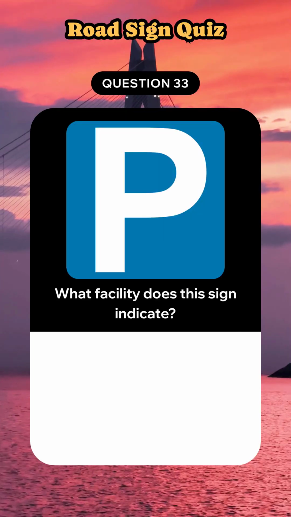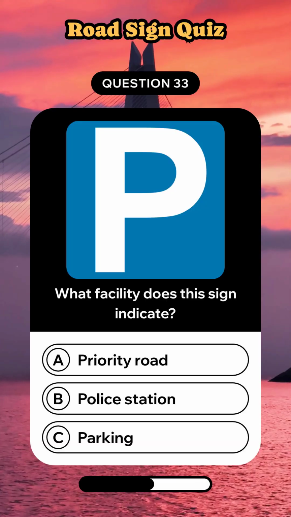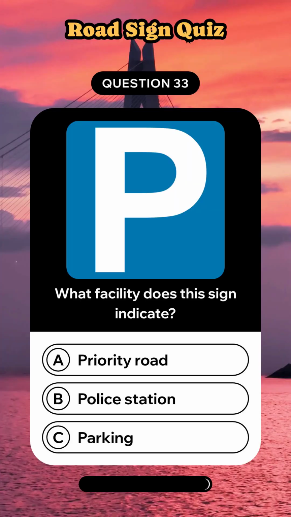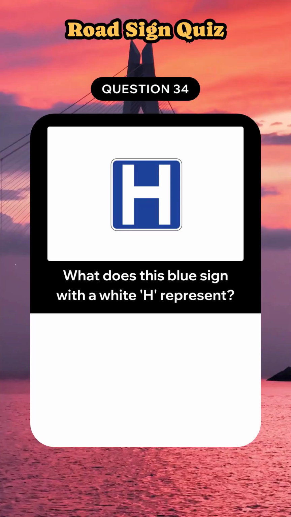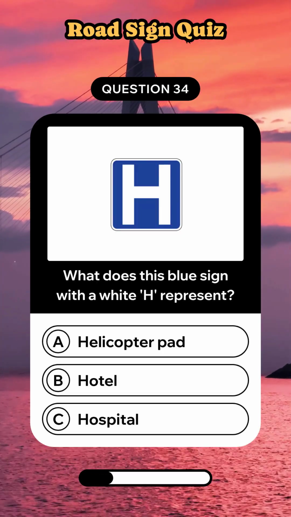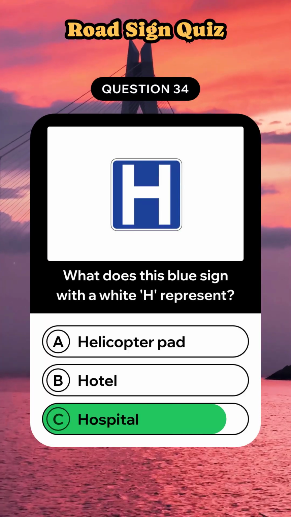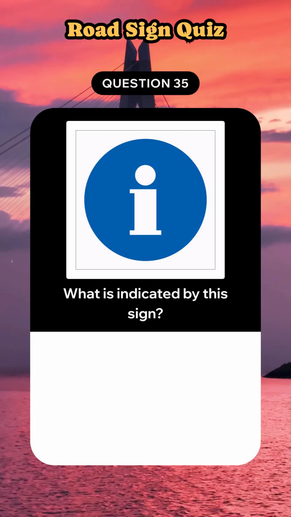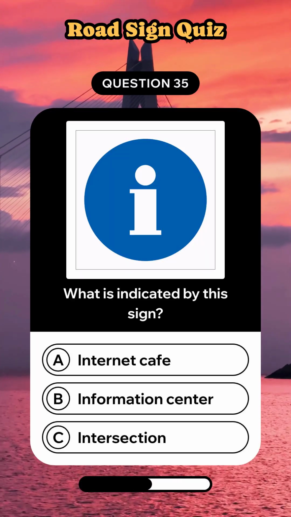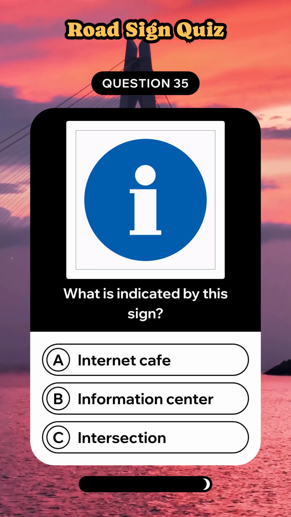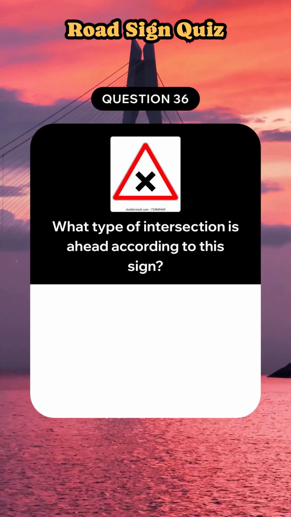What facility does this sign indicate? What does this blue sign with a white H represent? What is indicated by this sign? What type of intersection is ahead according to this sign?